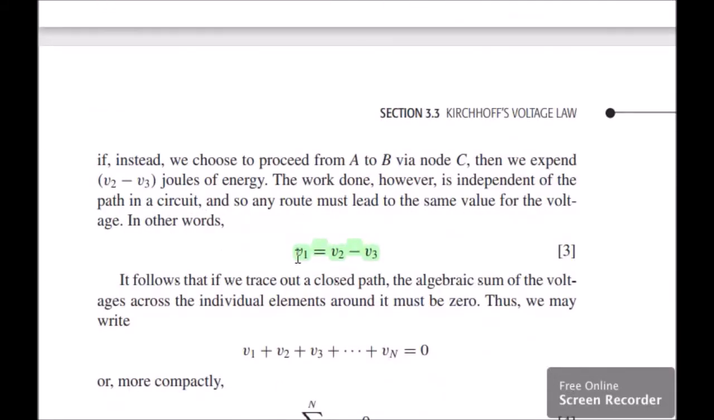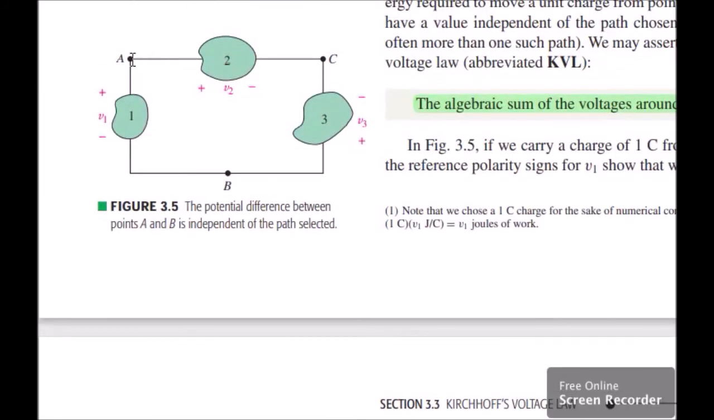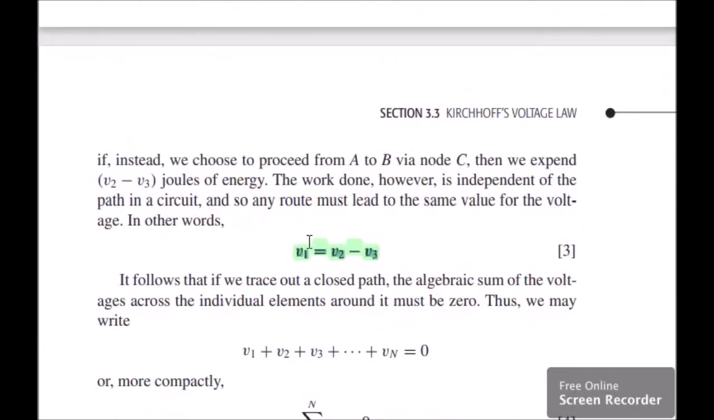So we have this formula. The energy, or our V1, if you pass through the other side, since this is positive, whatever sign you encounter is the sign you carry. So this is positive V1 is equal to positive V2 minus V3.